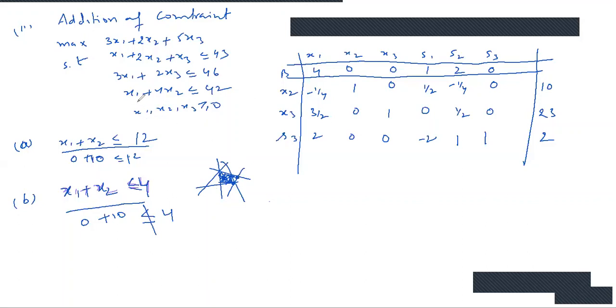So one way is that you add a constraint here, x1 plus x2 less than or equal to 4. You have a problem with 4 constraints. You solve from the beginning. The other way is the post optimality analysis. So how am I going to incorporate the additional constraint into this table?